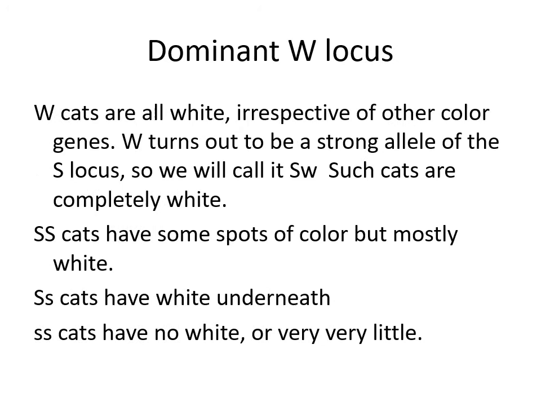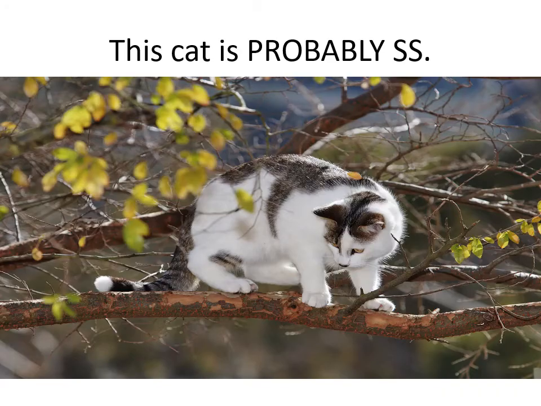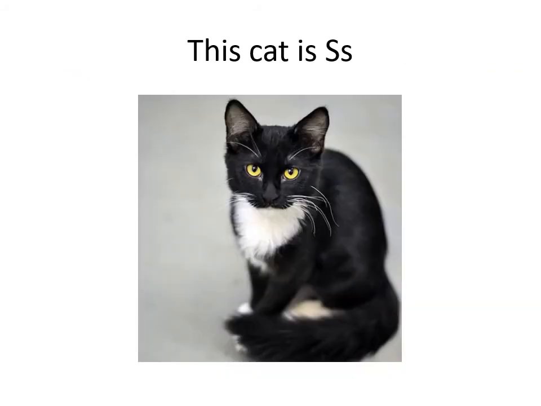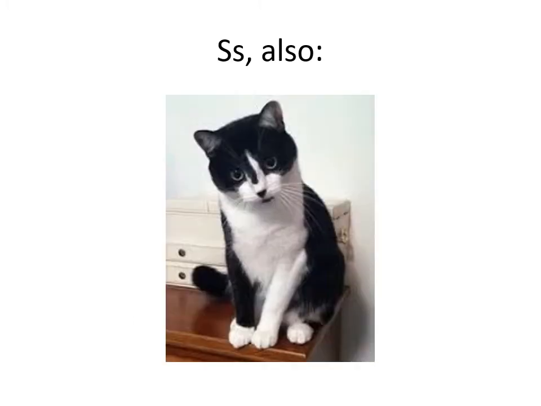Okay, so big S cats have some spots of color. Big S, little S have white underneath. Little S cats have no white or very, very little. Okay, so this cat is probably big S, because she has a lot of white underneath, but some areas of pigment largely on the top portions of her body. Okay, this is a tuxedo cat. He's big S, little S. You can see he's got nice black fur on most of his body, but his chest and his underneath have big patches of white because of the piebald spotting locus. Okay, this cat is also big S, little S for the same reason, that he's got these white patches because of the S locus.